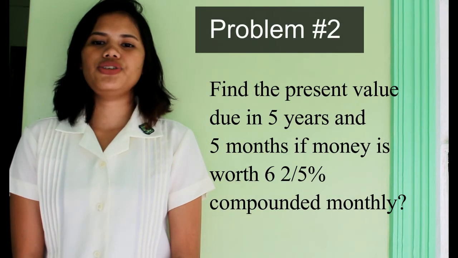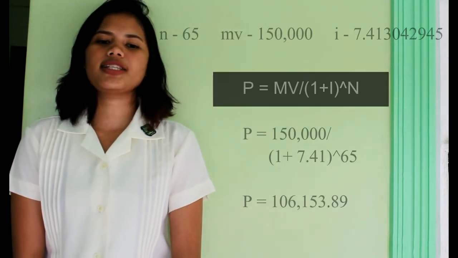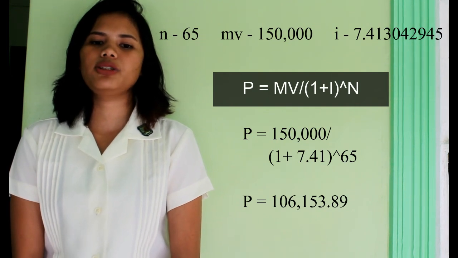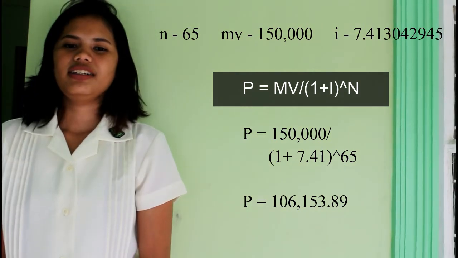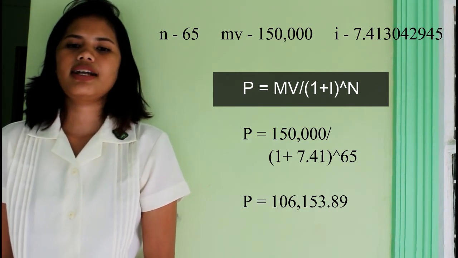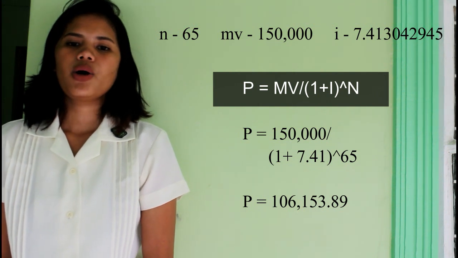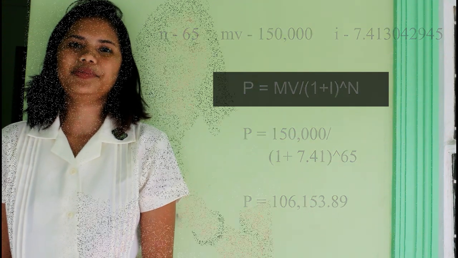10,132.14. The next example is to find the present value due in 5 years and 5 months if money is worth 6.5% compounded monthly. N is equal to 65, maturity value is equal to 150,000, interest is equal to 7.41304294. The formula is principal equals maturity value over 1 plus interest raised to n. The total value is 106,153.89. We suggest using a scientific calculator.